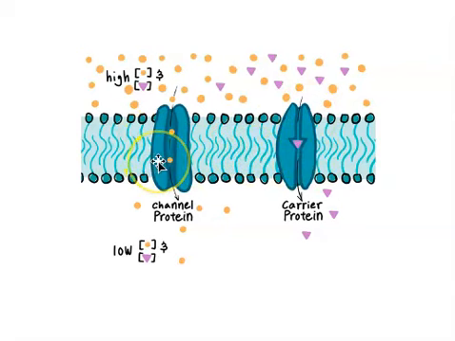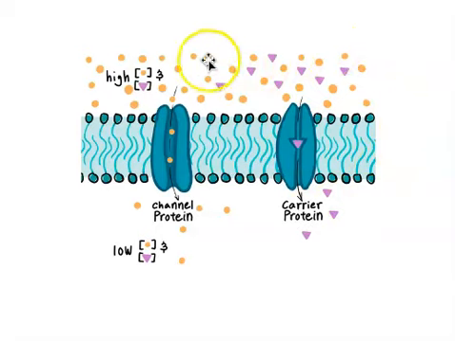Two transmembrane proteins. Remember, these are integral membrane proteins, and because they cross both monolayers in the membrane, we can call them transmembrane proteins as well. This one represents a channel protein, and this one represents a carrier protein. Those are the two types of proteins that perform facilitated diffusion.